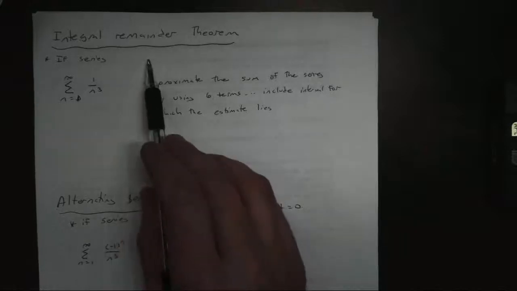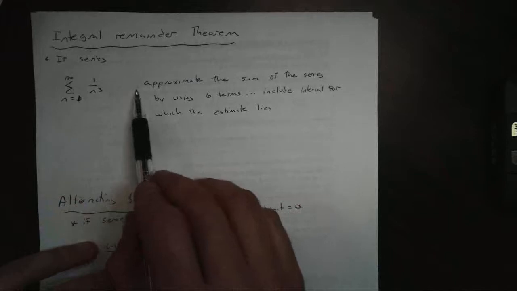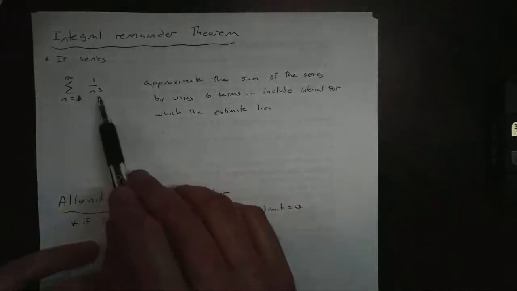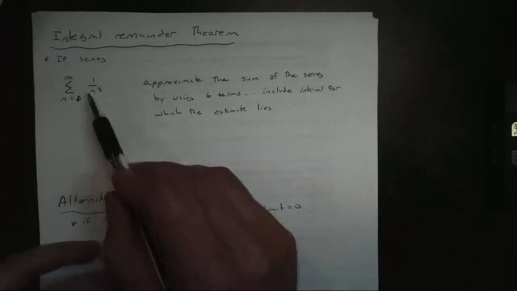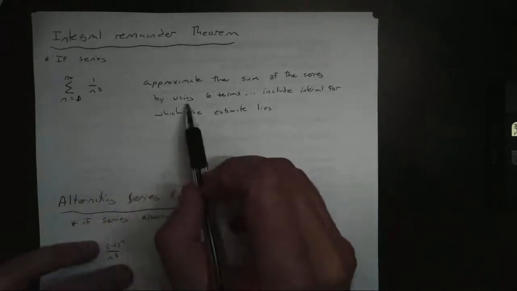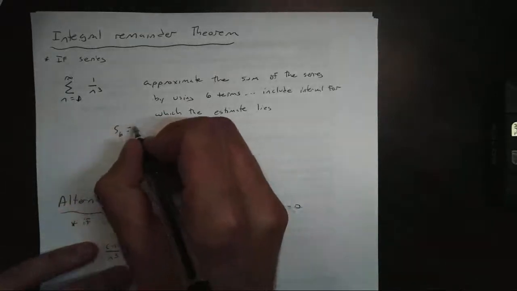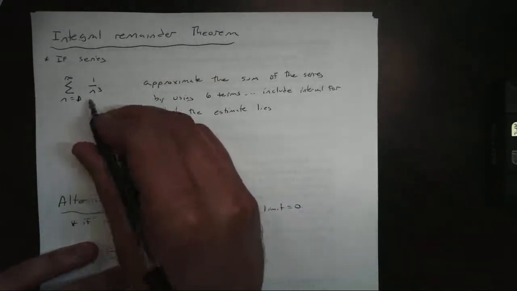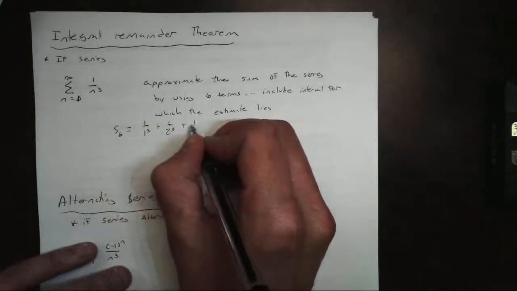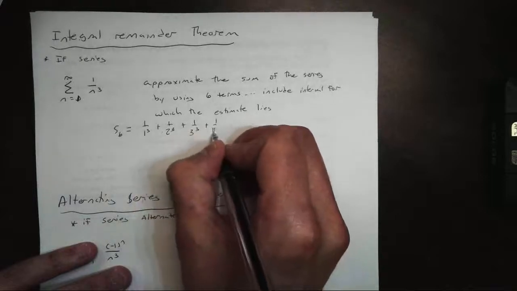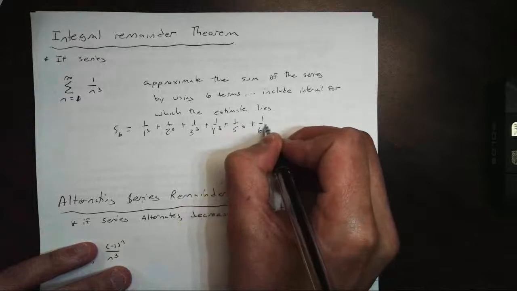Now you may recall the integral remainder theorem is a way to determine just how accurate a series like this can be. We want to approximate the sum of a series by using 6 terms. So we've got this series right here. If I wanted to do that, it would be S of 6 equals 1 over 1 cubed plus 1 over 2 cubed, plus 1 over 3 cubed plus 1 over 4 cubed plus 1 over 5 cubed plus 1 over 6 cubed.